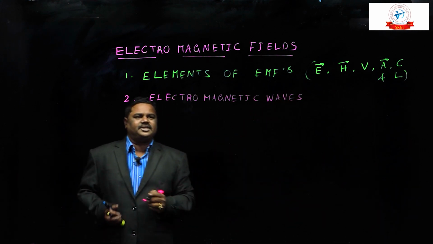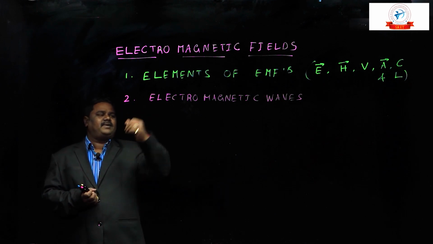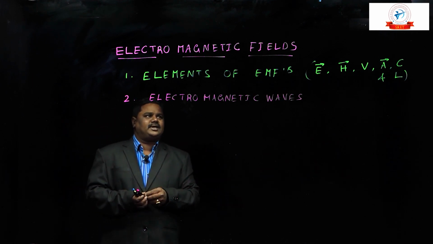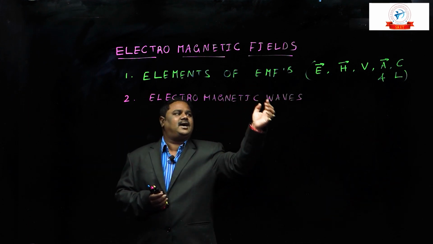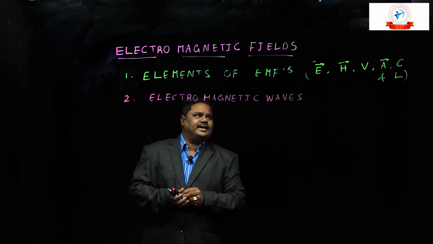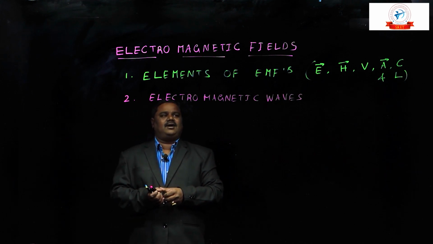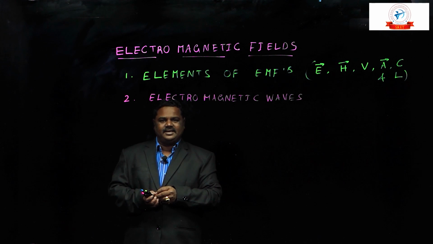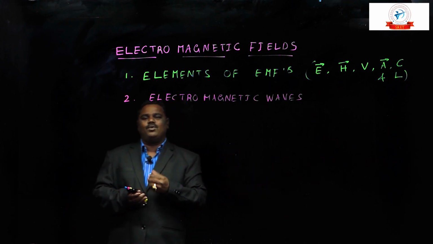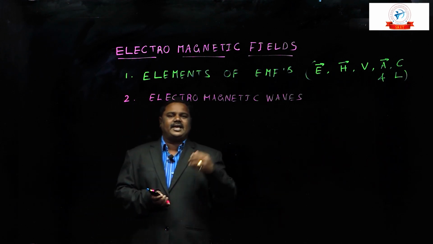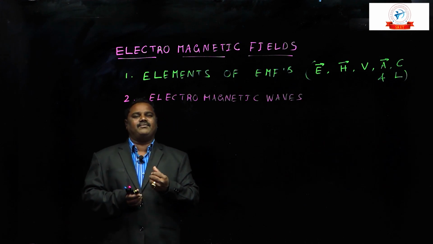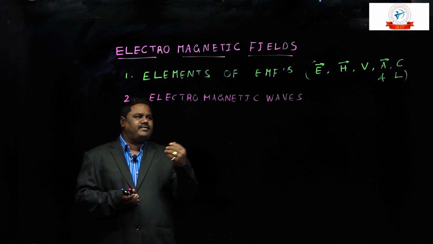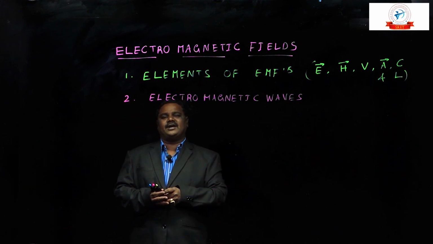Just observe here. In the first chapter it is electromagnetic fields, in the second chapter it is electromagnetic waves. There is a difference between electromagnetic fields and electromagnetic waves. All electromagnetic fields are not electromagnetic waves. Electromagnetic fields, when they satisfy certain conditions called Helmholtz wave equations, only then are they called electromagnetic waves. Once you understand what electromagnetic fields are, we can easily understand what electromagnetic waves are.